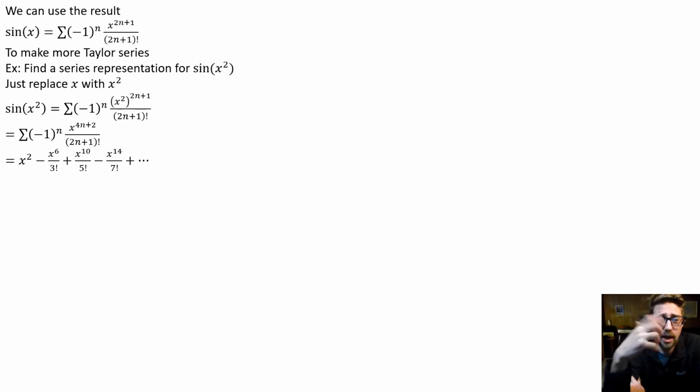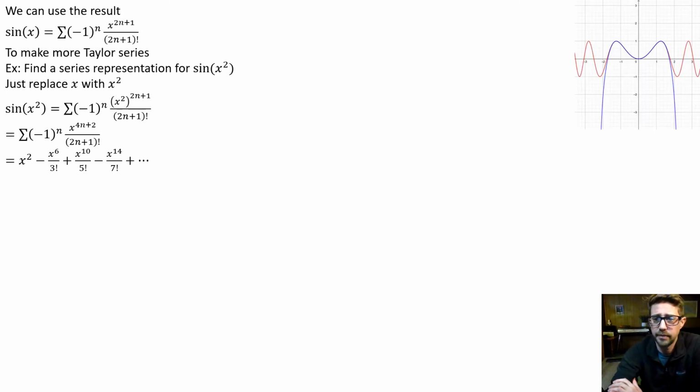Okay, so that's it. I think I probably have a graph. Yep, would you look at that? So obviously the red thing is sine of x squared. The blue thing is the first, I think, 4 terms of this series. Once again, near the origin, you can see they are indistinguishable. And then as we go out a little bit, it starts to lose it.